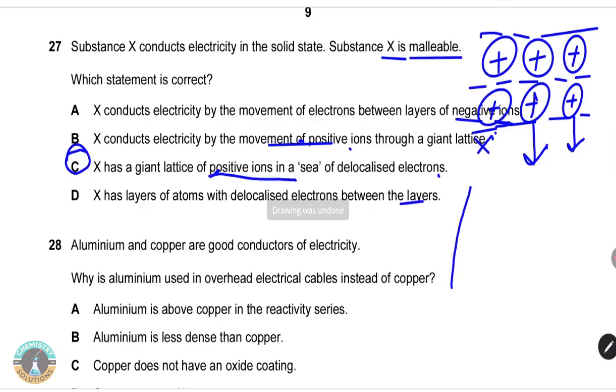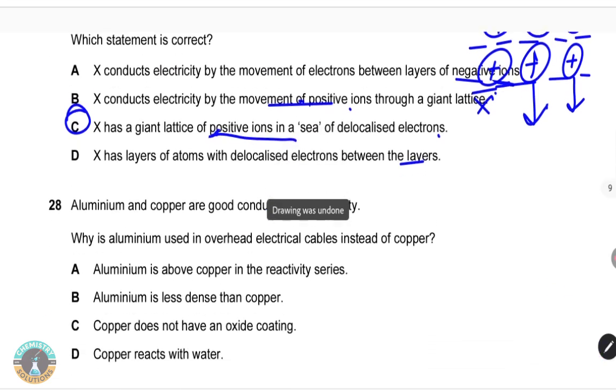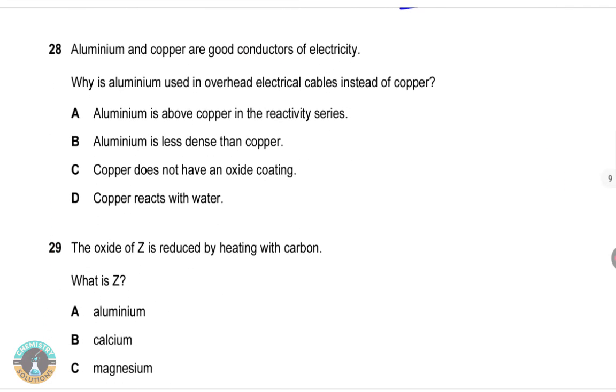Aluminum and copper are good conductors of electricity. Why is aluminum used in overhead electricity cables instead of copper? What is the reason behind it? Aluminum is above copper in the reactivity series. No, this is not the reason. Aluminum is less dense than copper. Yes, they are very good conductors of electricity because they have 3 delocalized electrons, and aluminum is much less dense. Because of the low density of aluminum, it's used in overhead cables.